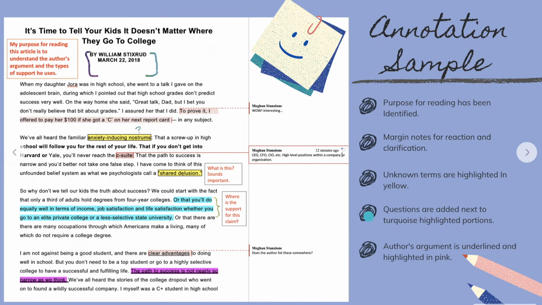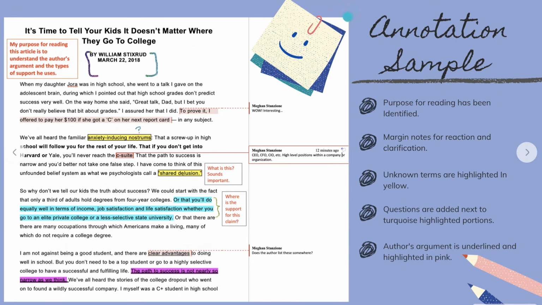You'll see questions are added next to the turquoise highlighted section. So here's something that I thought was not supported by the author. He makes this claim and I didn't feel he added enough support, so I put a question in next to the item. And then I identified the author's argument here. That was my purpose, figure out what the author's argument is. And so when I thought that I identified it, I underlined it and highlighted it in pink to really draw my eye to it when I went back to review my notes.